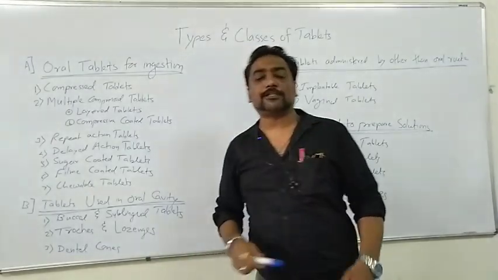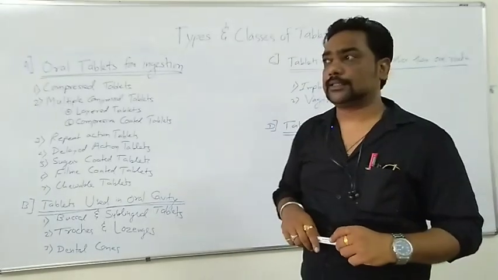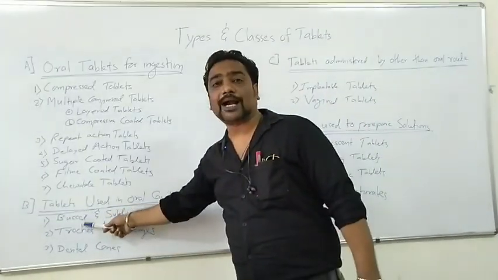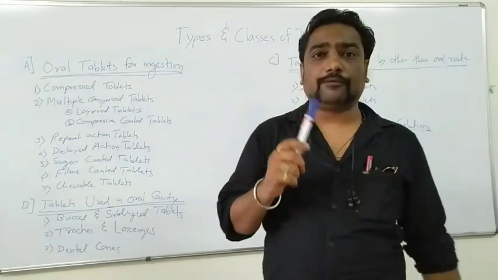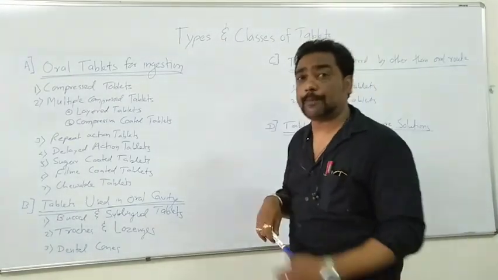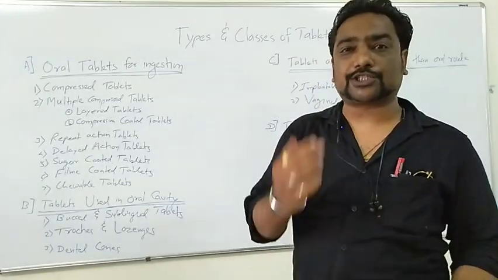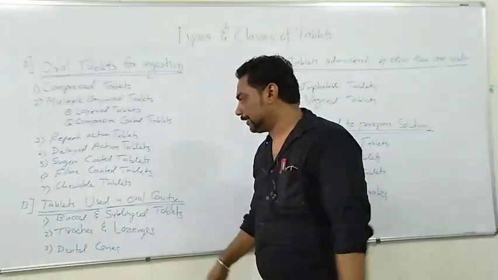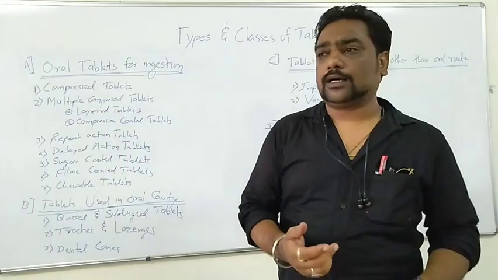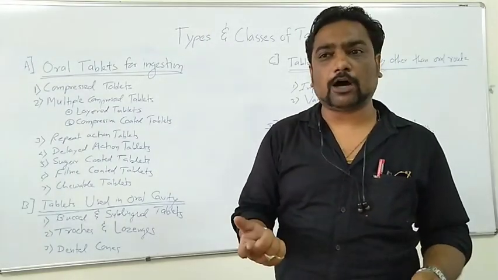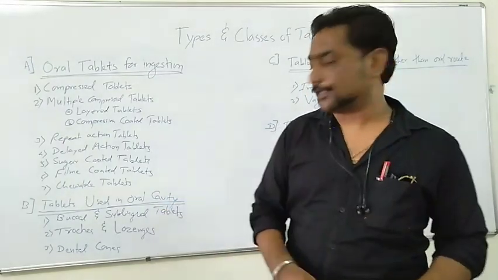Second category, tablet which is used orally, but it is used in the oral cavity only. There are some categories such as buccal tablets, which are administered or used within the cheeks or cheek pouch. Then sublingual tablet, the tablets which are administered below the tongue, these are sublingual tablets. Then troches and lozenges such as candies, you have seen lozenges such as Strepsils or Vicks. So that is an example of troches and lozenges.